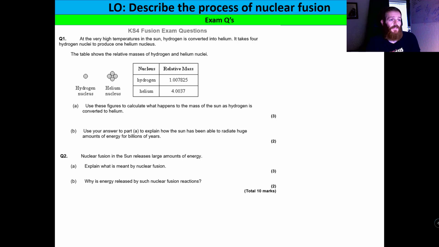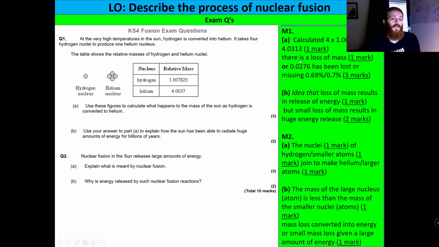Okay, let's go through the answers to that then. So these are the answers on the right hand side. Right, so you should have calculated that 4 multiplied by this, which is the mass of 1 hydrogen nucleus, is equal to 4.0313. Now that's interesting because 4.0313, the mass of helium, is not that, okay? So there's a loss of mass, or you could say 0.0276 has been lost, or it's missing 0.69%, so the mass has gone down.